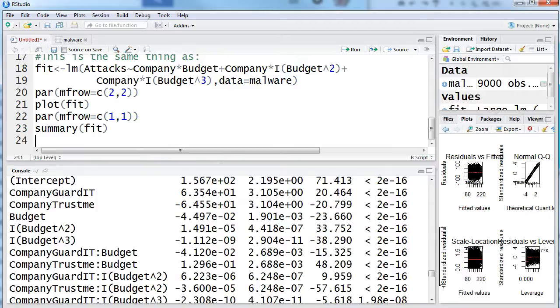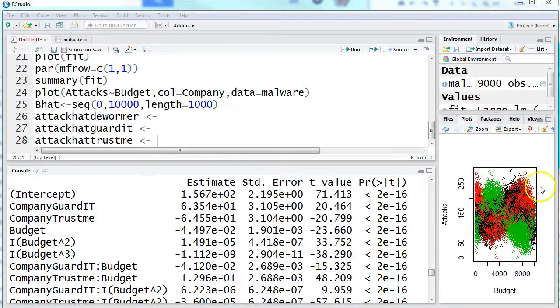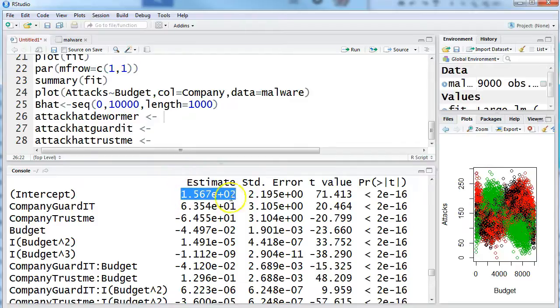Can I explain it? Well, let's go back to the picture that we had before, and I'm going to make my prediction, which is based on budget hat. Budget hat was too big of a word. And so then I made attack hat for dewormer, which is way too big of a word. That's all right. If we're talking dewormer, we're talking about the baseline. So I start with this number, but this is in scientific notation. It's times 10 to the 2, so it's actually 2 over. That means it's a 156.7.